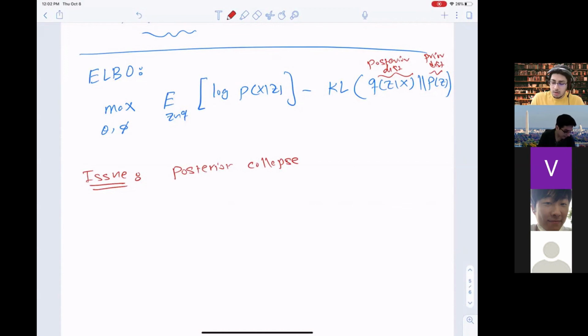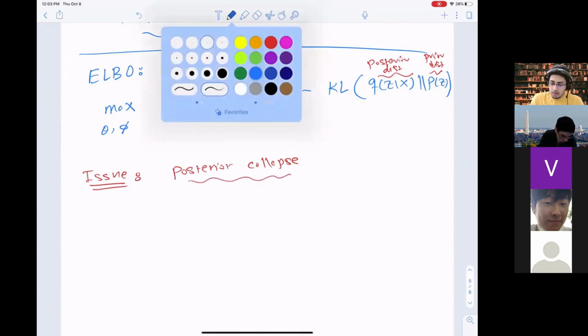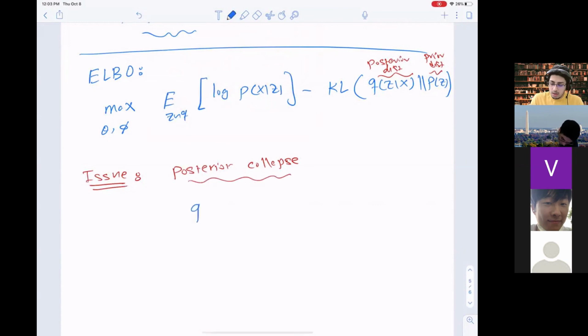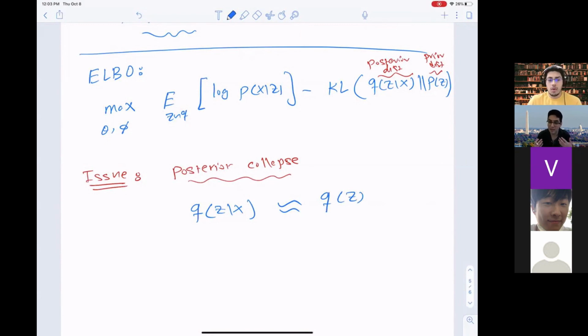Especially if you have a very powerful decoder, we observe this phenomenon. What is this phenomenon? It is the case when your posterior distribution, q(z|x), remember, as I mentioned, this is like for any x, you have a distribution, and the shape of this distribution should somehow depend on x. Maybe for one x, you have one distribution, for another x, you have a somewhat different distribution. But in some cases in practice, this distribution doesn't depend on x, so the dependence on x is really, really weak.